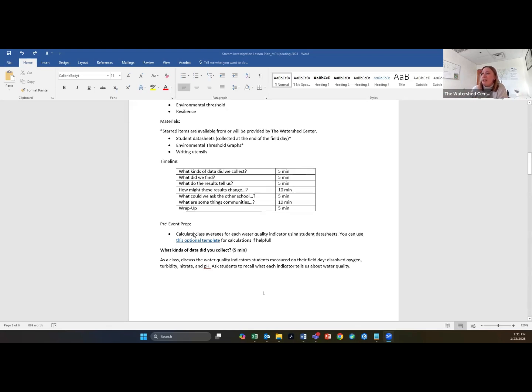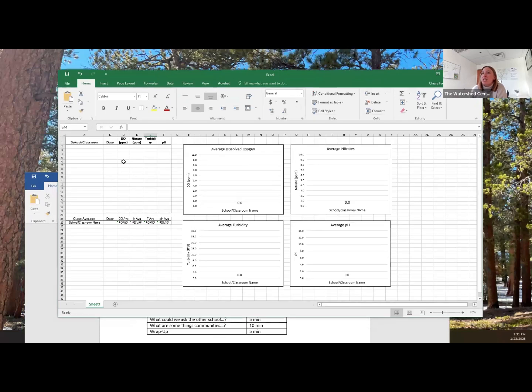Another component to this for pre-event prep is that you'll need the class average for each water quality indicator. So this is just for the data that your class collected. And we do have an optional template if you'd like to calculate those averages, and that's here. This is here so that in case there's a second classroom or school, you're able to distinguish the data between the two.